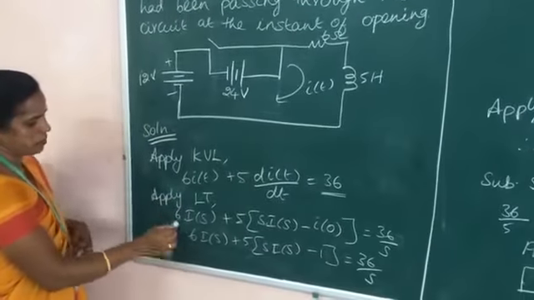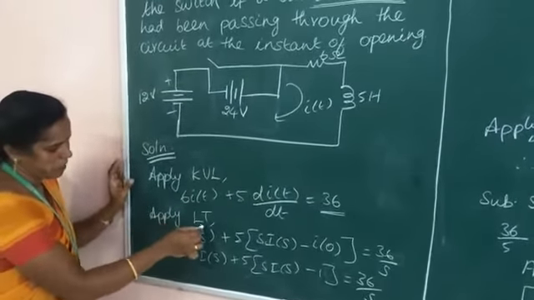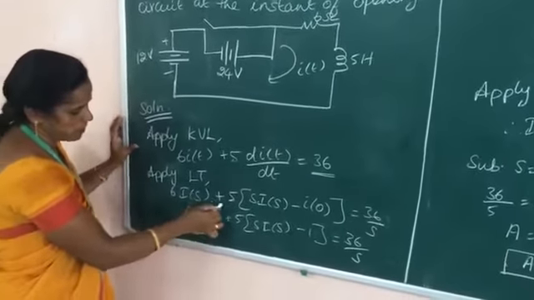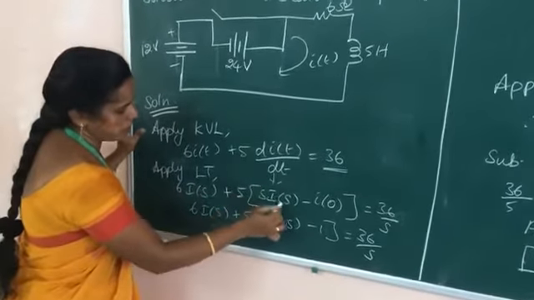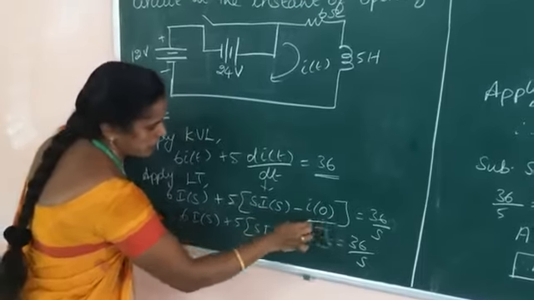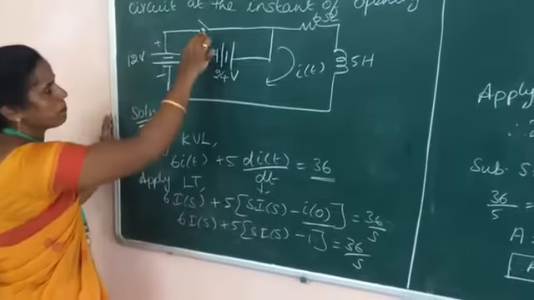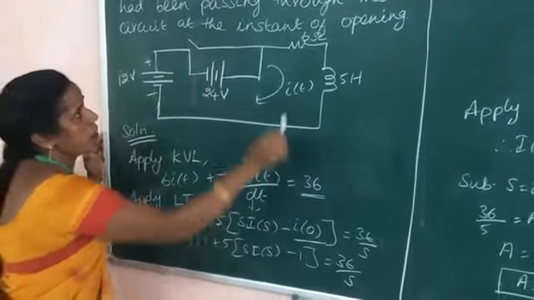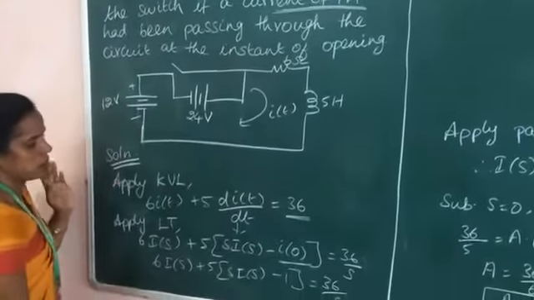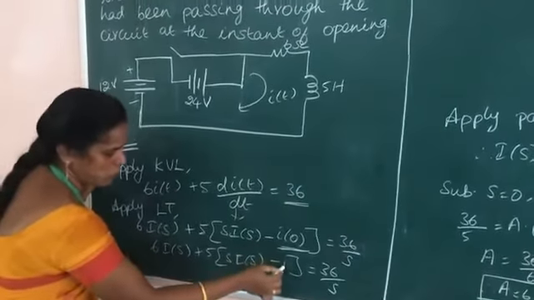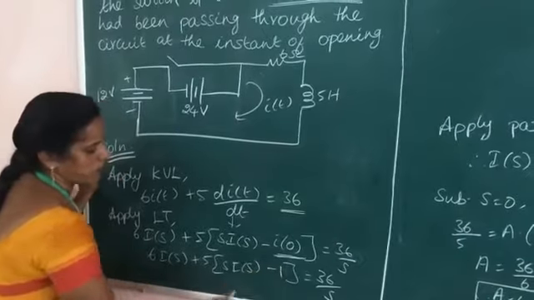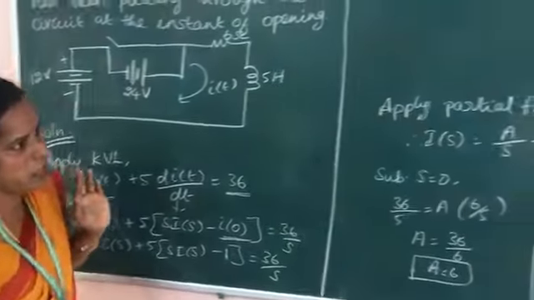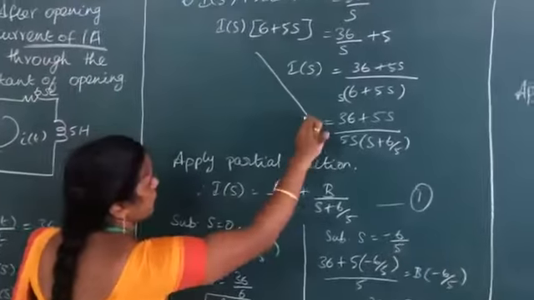Next, as usual, we can apply Laplace transform for the previous equation. So you are getting 6 into I of s plus 5 into, for this term, s into I of s minus I of 0. So before opening the switch, you have a current of 1 ampere flowing through the circuit. So I of 0 is equal to 1 in this problem. So we have to substitute I of 0 is equal to 1. So you can simplify this equation to find the value for I of s.